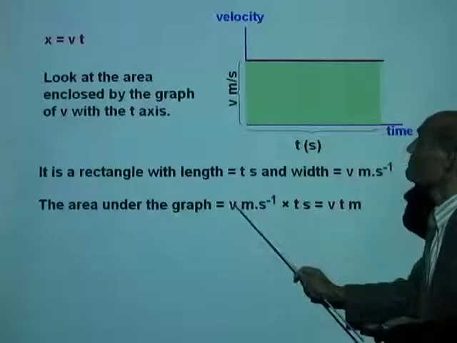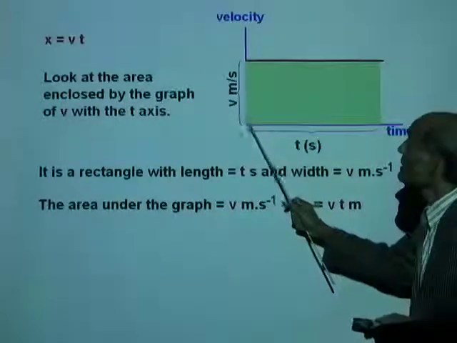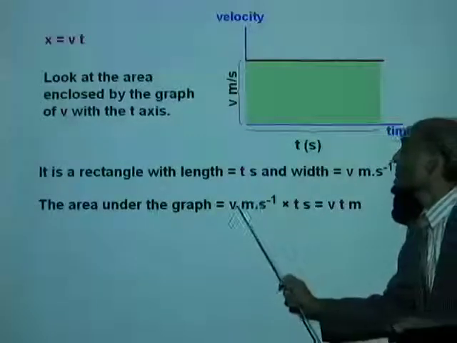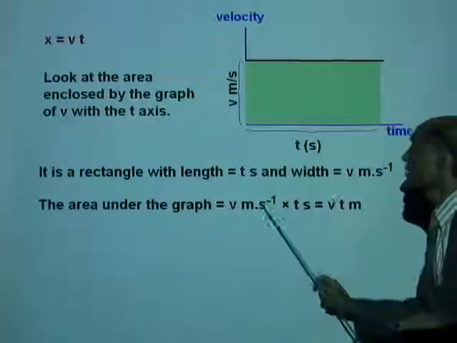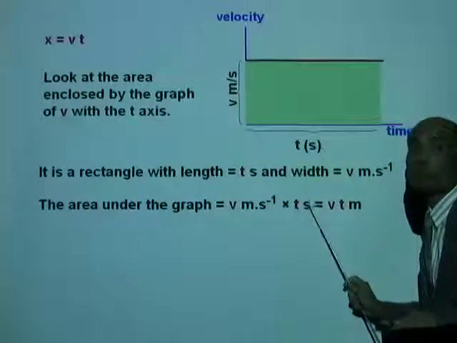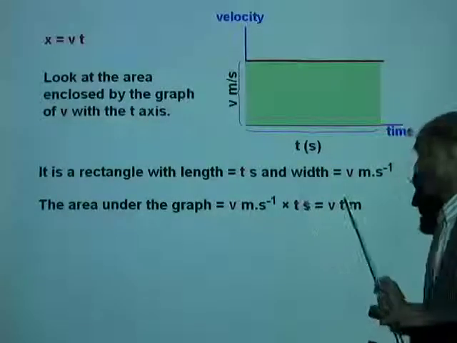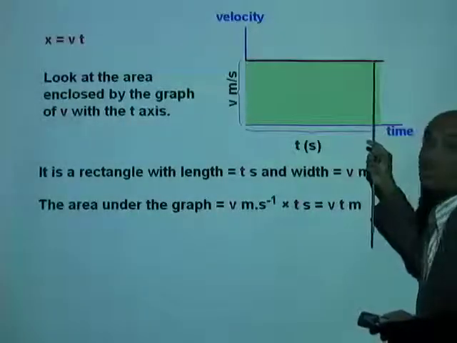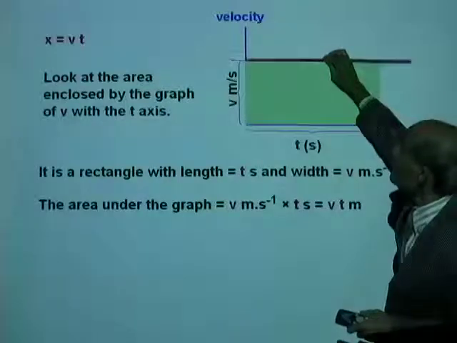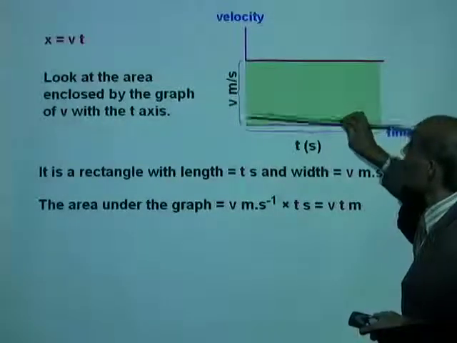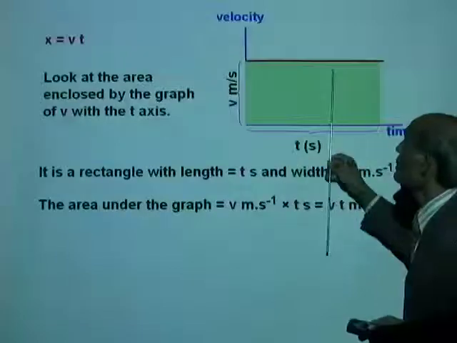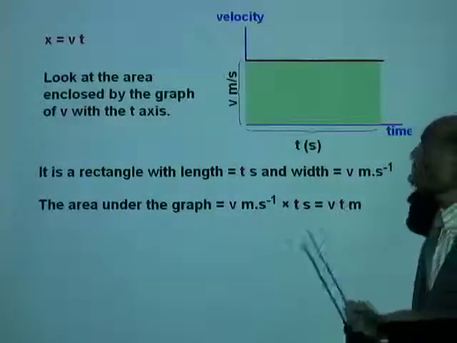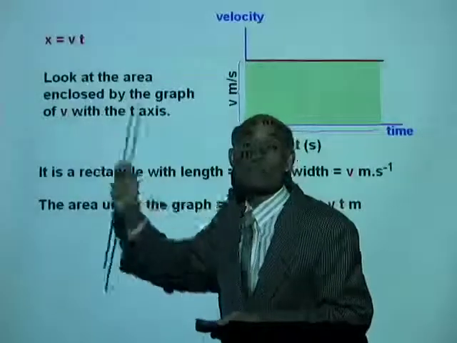The width is v meters per second. The length is t seconds. What does that give you? That would be v times t. What is meter per second multiplied by second? That would be meter. So the area under the velocity graph, in other words, the area enclosed by the velocity graph with the x-axis, is a measure of what? V multiplied by t is x, the displacement.